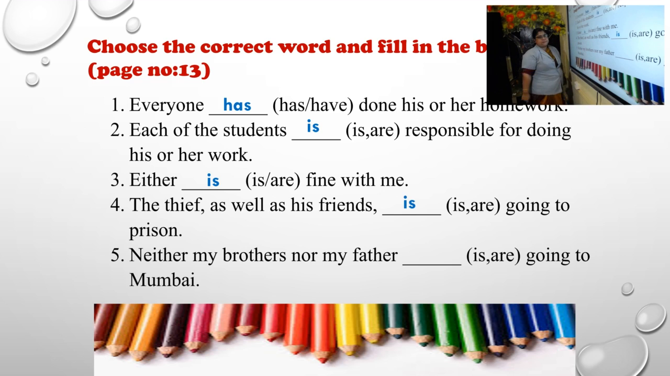Next one, last one. Neither my brothers nor my father going to Mumbai. Neither. Think about the rule we have studied. Which is the subject part here? Neither my brothers nor my father. We have studied about neither. Neither is used as singular or plural? Yes, you are right. It is used as a singular. So it's easy, right?